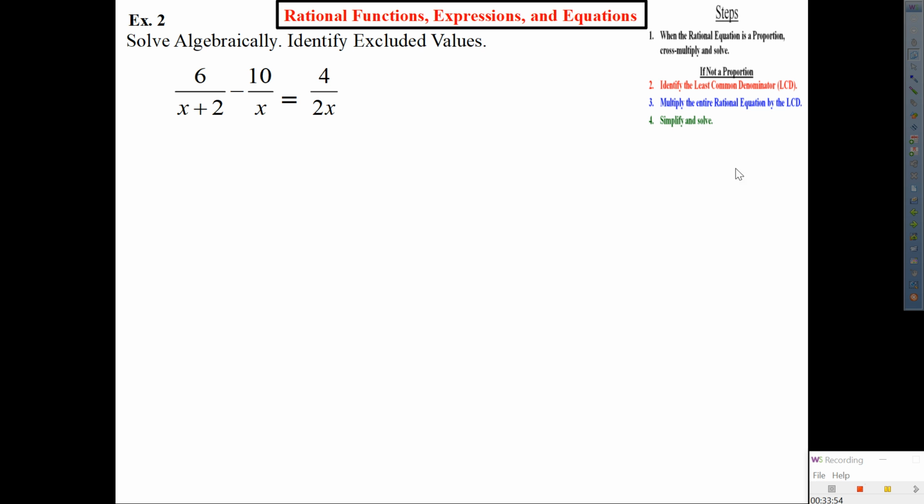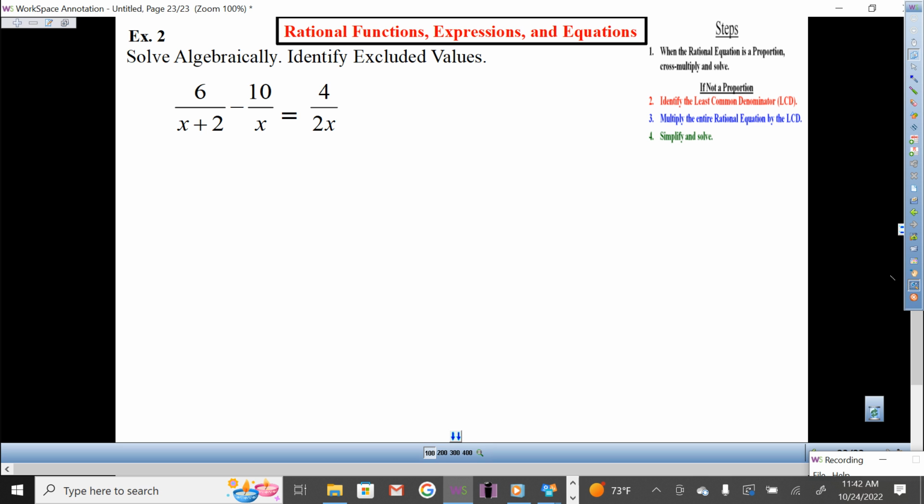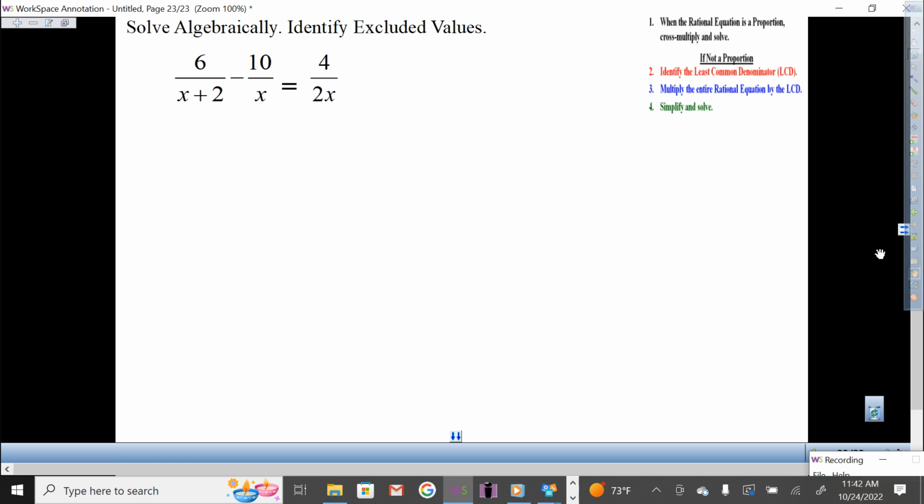All right. So before we continue, look at the equation given and tell your neighbor if that's a proportion, yes or no, why or why not. So that means what? Is that a proportion? Caleb? Close.